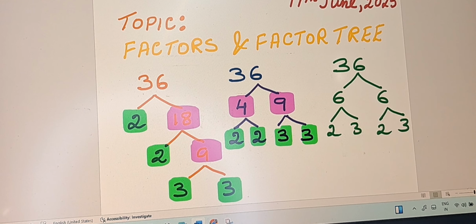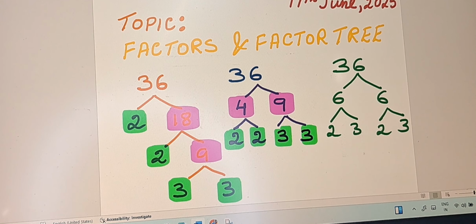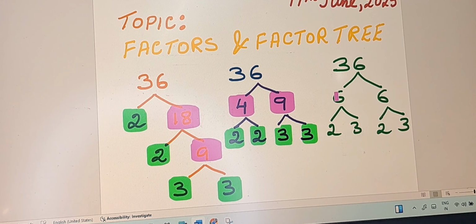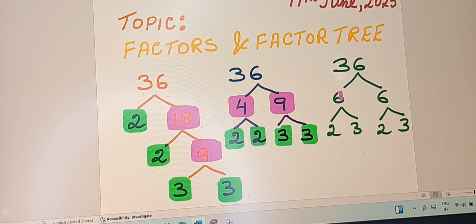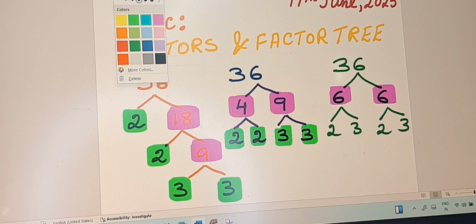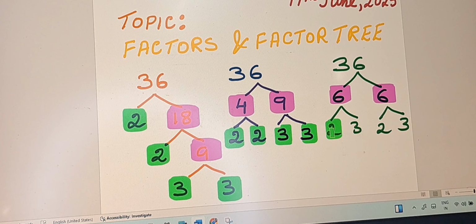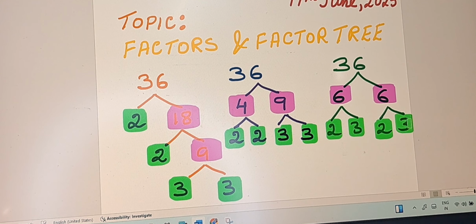So what are prime numbers? Let us discuss again. Composite numbers are those numbers which have more than 2 factors, and prime numbers are those numbers which have only 2 factors, 1 and itself. In this example, we can see 6 and 6, these are composite numbers, and we can represent all the prime numbers with the help of green color.